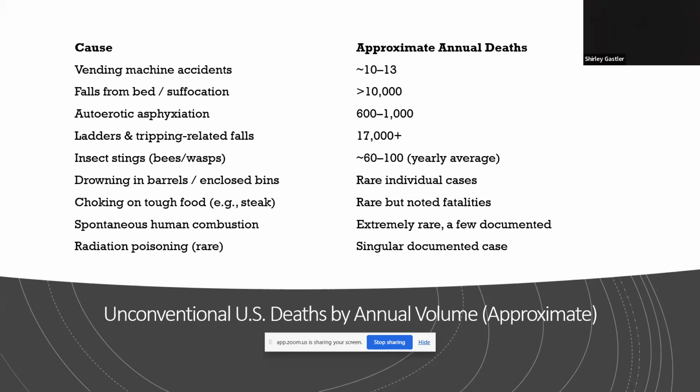And I think about, again, there's a lot of weird things that we see in medicine, and I've seen this vending machine statistic before. I can't say that I haven't thought about this multiple times, especially when I've seen somebody pushing on a vending machine, and you can see how easily something like that, being top heavy, could fall over. Then falls from bed. Autoerotic asphyxiation, if you don't know what that is, ask your mom or dad. Ladders, falls, of course, the bee stings, drownings in barrels. Well, if you haven't had the birds and the bees talk, then I don't want to have it with you. But of course, choking on food, and then spontaneous human combustion.